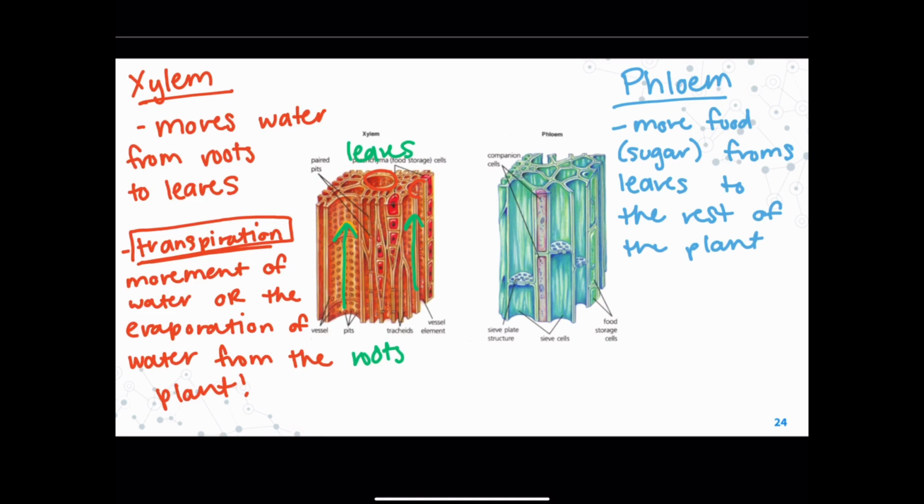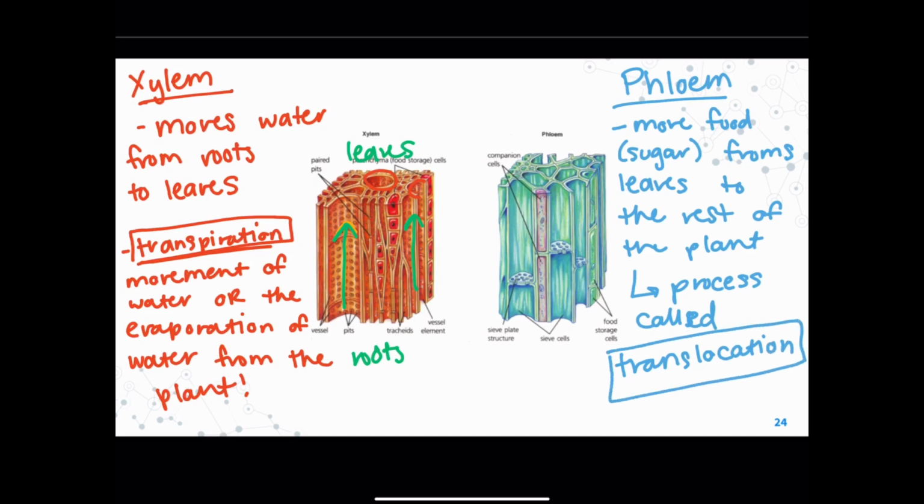Now, this process is called another T word, translocation. So we might get those confused. Please remember those. Okay? Now, because we're moving sugar from the leaves to the rest of the plant, unlike xylem that only moves in one direction, phloem can move in whatever direction it needs to, up, down, sideways, all the way through all the roots and the veins of all the plants.